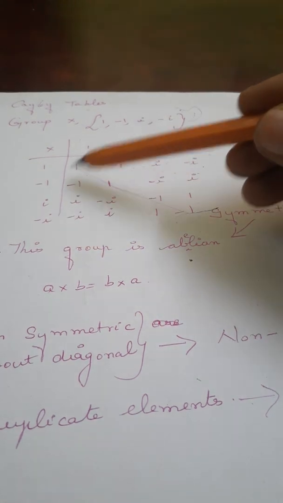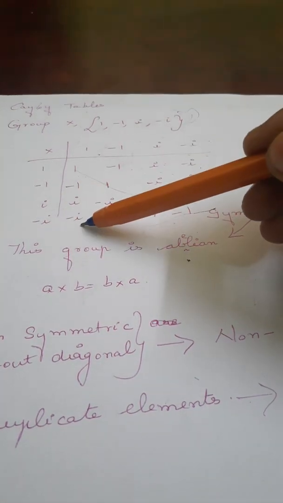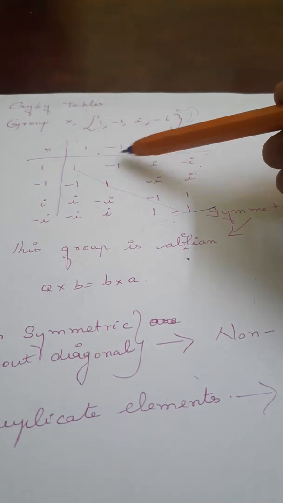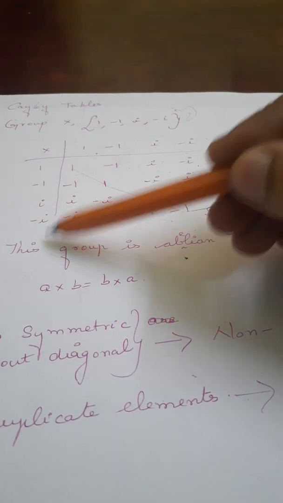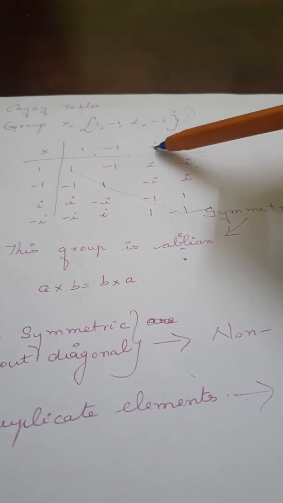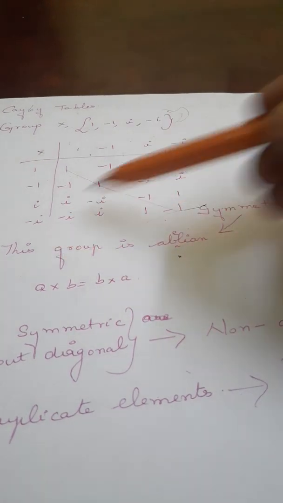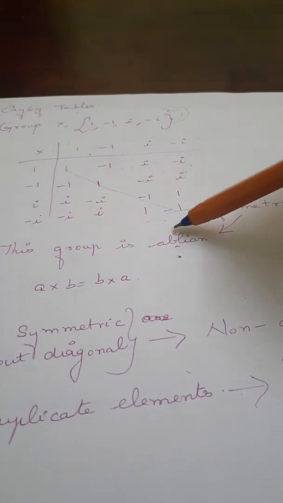Minus 1 into minus i into 1 is minus i. Minus into minus is plus, so it's plus i. Minus i into plus i, it's different operation, so 1. Minus i into minus i, same operation, it's minus 1.